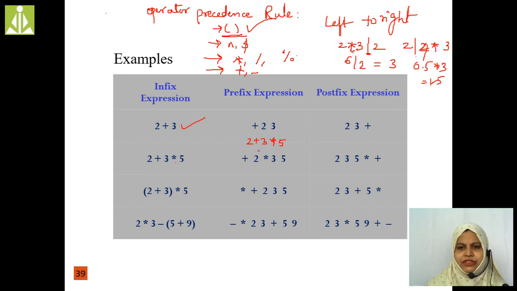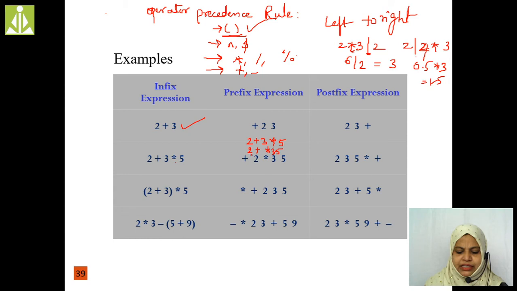Which one do we have to evaluate first? The highest priority operator we have to evaluate first. Here it is the star, so we evaluate this star first, right? So 2 plus, here 3 star 5. What is the prefix expression for 3 star 5? Star 3 5. Now my expression is 2 plus star 3 5.